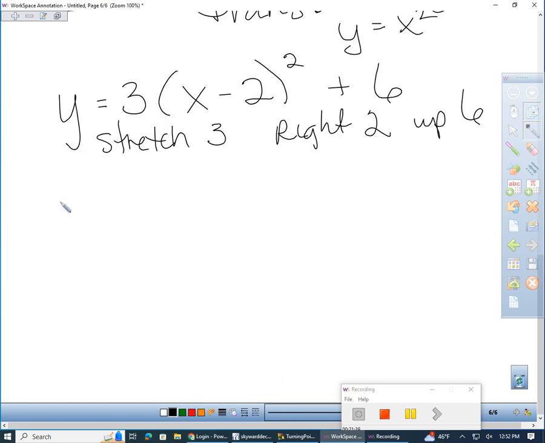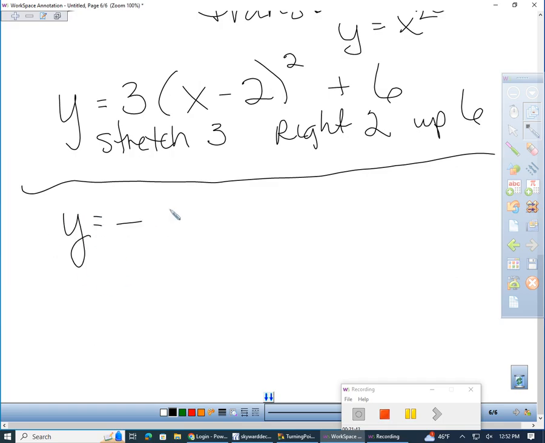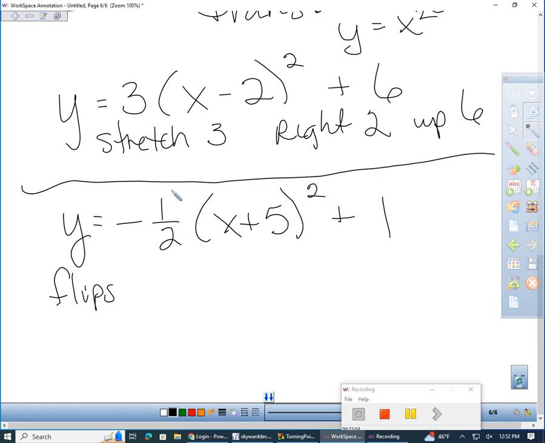Let's do one more. Say I have y equals negative 1/2 times (x plus 5) squared plus 1. So a negative in the front flips it. I'm just going to say flips because it's flipping it upside down. So we'll say flips. This is less than 1, so this is a compress 1/2. Then what does the parenthesis tell us?